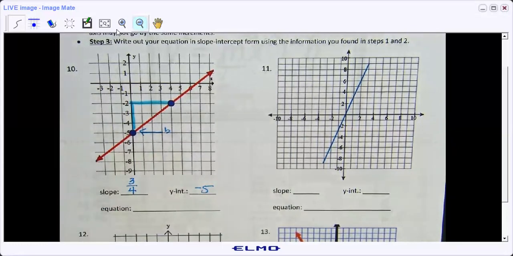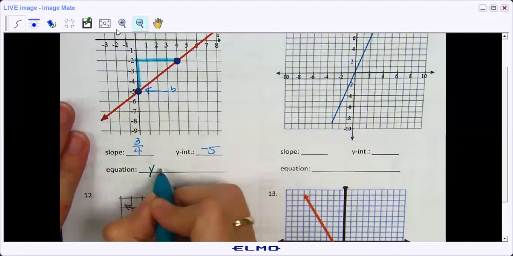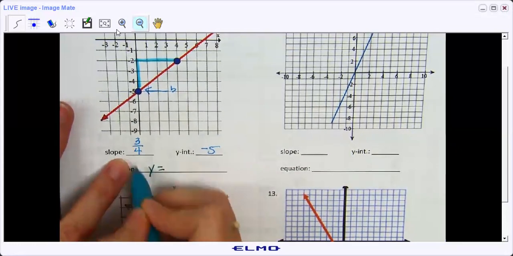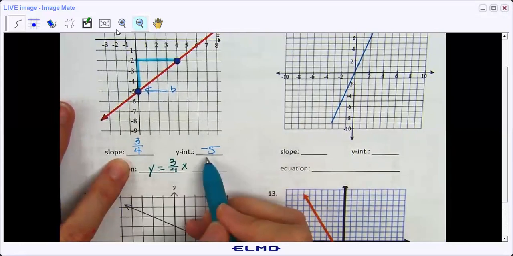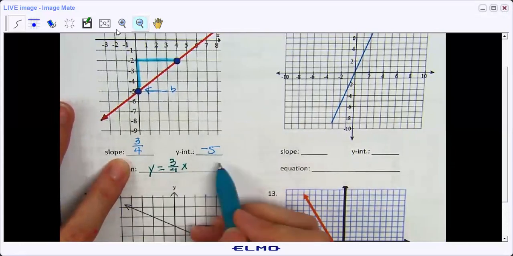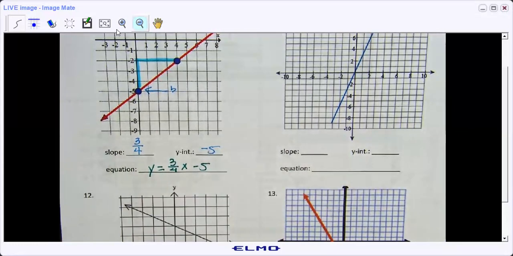Now, with those 2 pieces of information, I can write out my equation. My equation is y equals m, which is my slope of 3/4, x plus my y-intercept. In this case, it's a -5. So y equals 3/4 x minus 5.